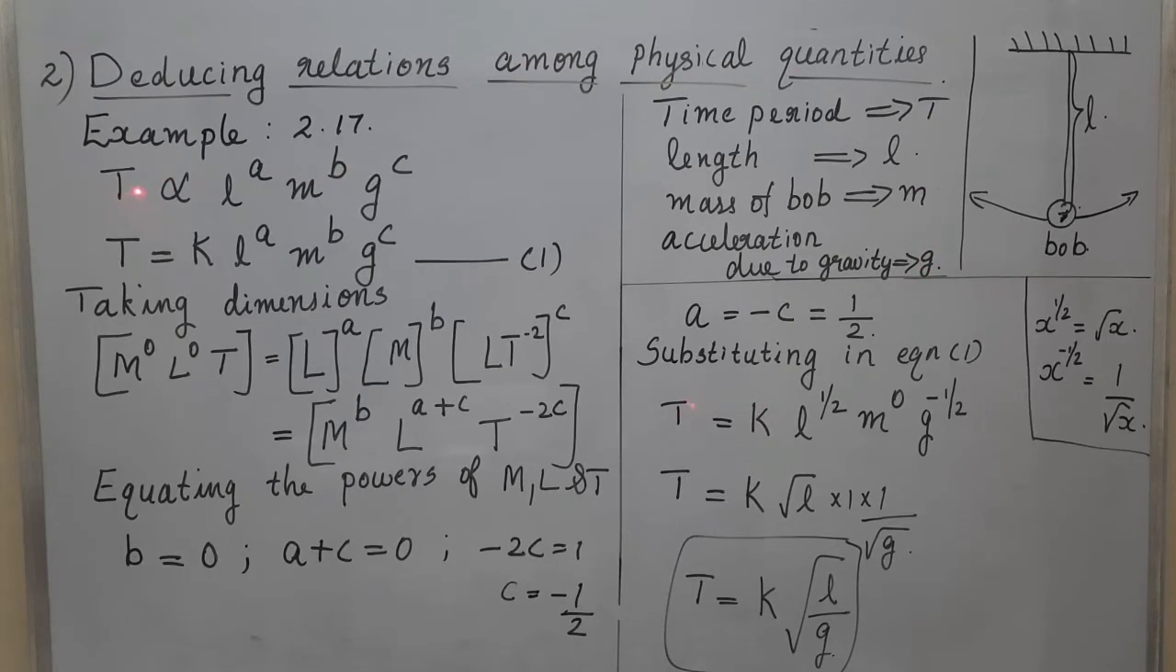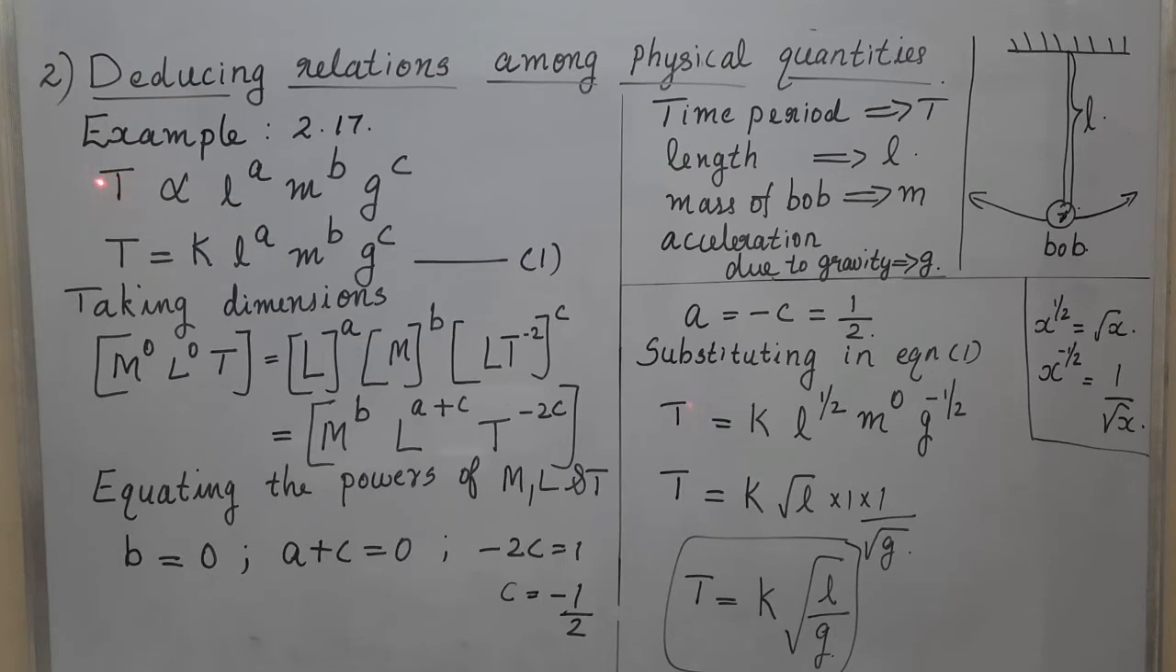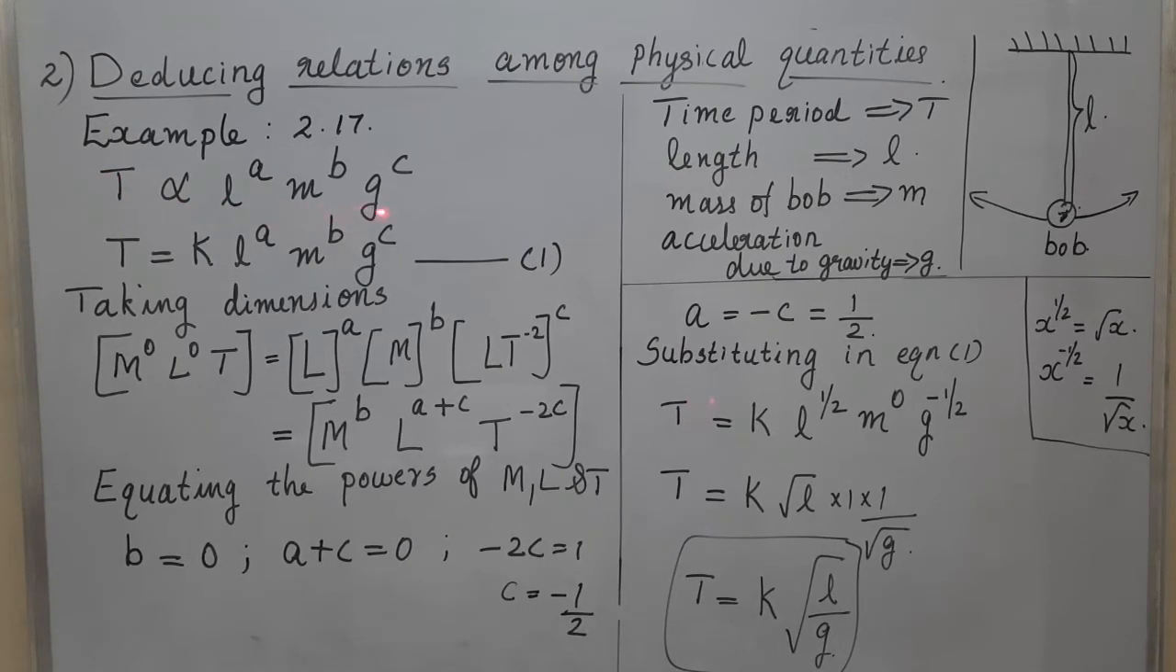We can first write the proportionality, that is T is proportional to L raised to a, m raised to b, g raised to c. So T is equal to a dimensionless constant k into L raised to a, m raised to b, g raised to c. We call that equation 1. Now taking dimensions on either side.